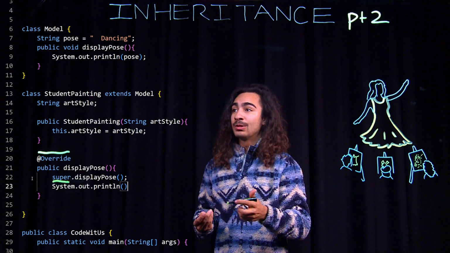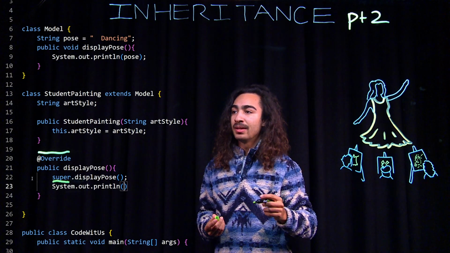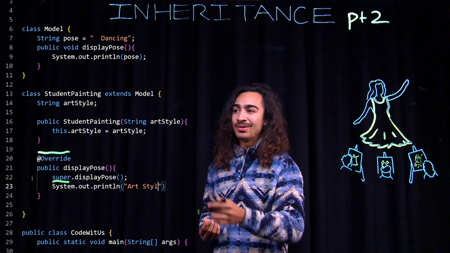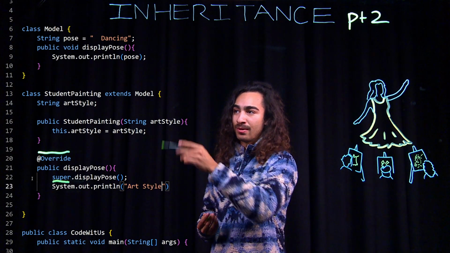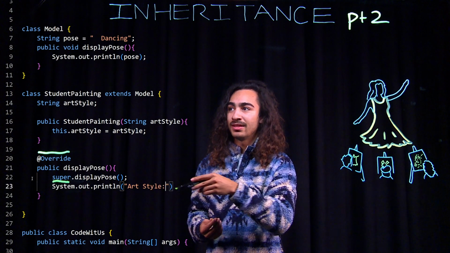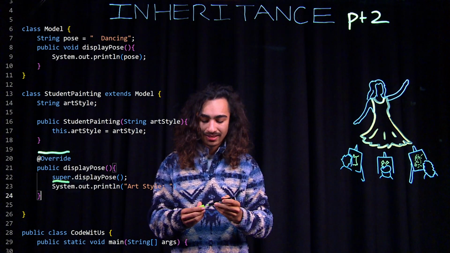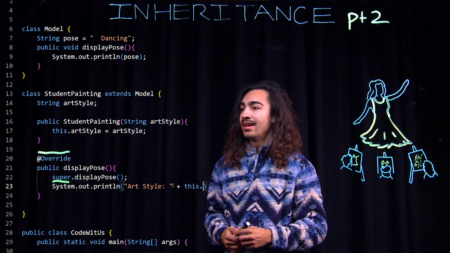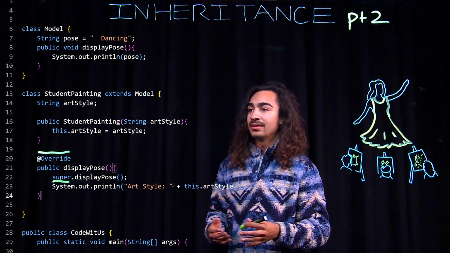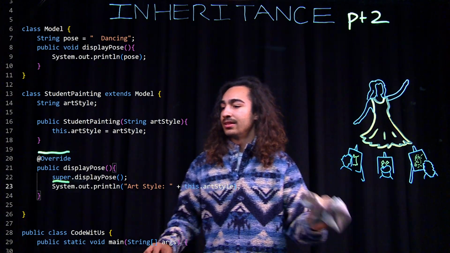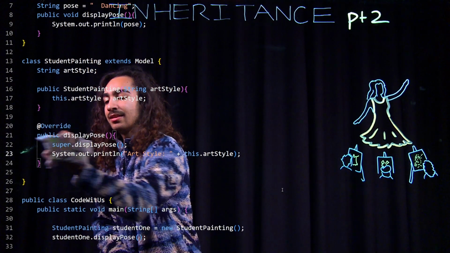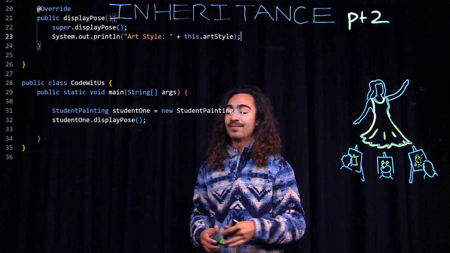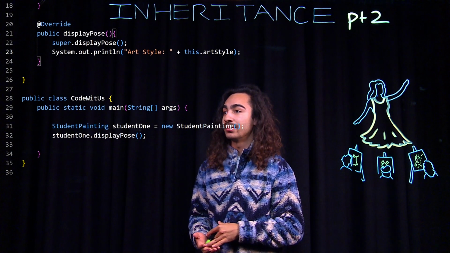So we're calling that class, which means we're going to be printing out our pose, but we also want to print out the art style that we're in. So that's going to be using the attribute from this class, but we're also using the attribute from our parent class. And that's a pretty powerful thing in inheritance. And yeah, so art style and then this art style. So let's move down and see what we can output with this class structure.